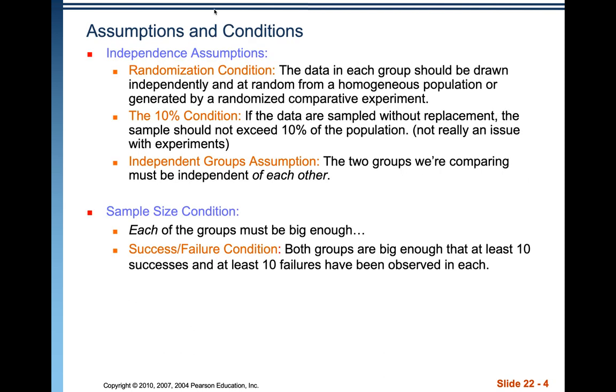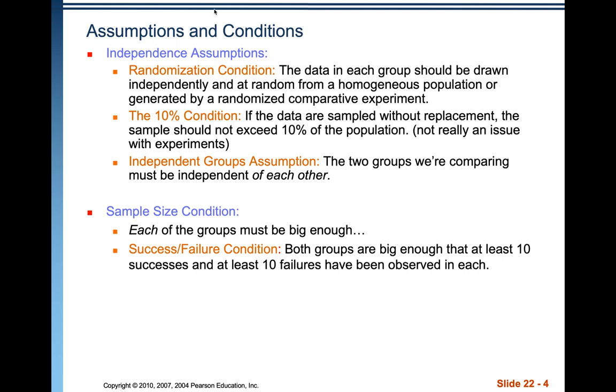Okay, so we still have our assumptions and conditions. We have our independence assumption and our sample size condition. So randomization: the data in each group should be drawn independently and at random from a homogeneous population or generated by a randomized comparative experiment. The 10% condition: if the data are sampled without replacement, and that's the only time you have to worry about it, the sample should not exceed 10% of the population. So this is not really an issue with experiments.